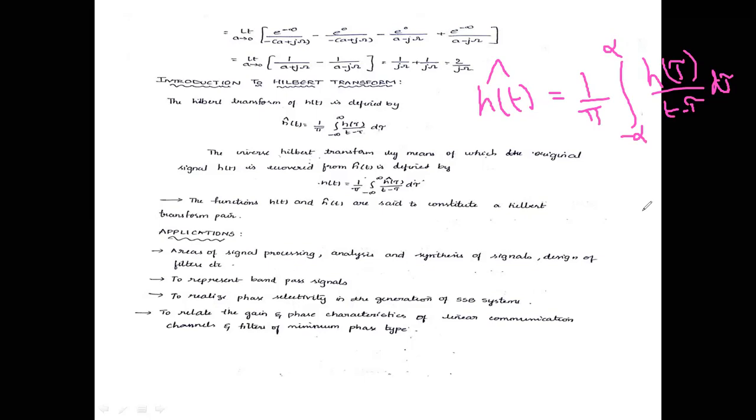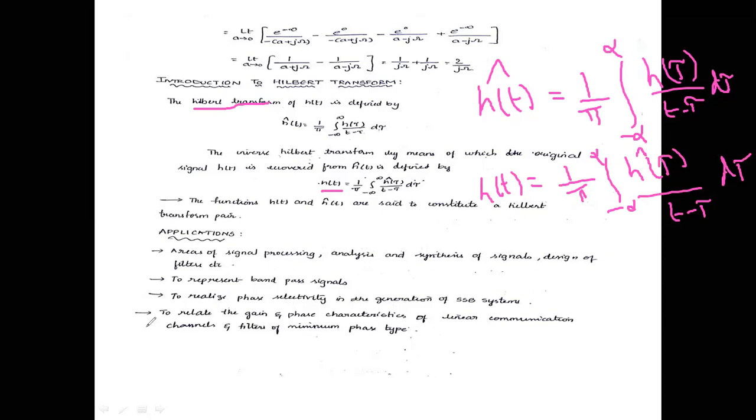Okay, Hilbert transform. The inverse Hilbert transform is the means by which the original signal x of t is recovered from x hat of t. So x hat of t is the Hilbert transform and x of t is the inverse Hilbert transform. The formula is the same: 1 by pi, integral from minus infinity to infinity, x hat of tau by (t minus tau) d tau.